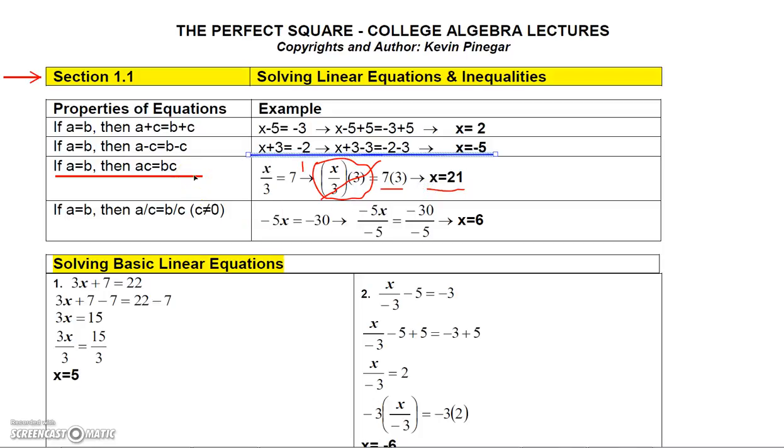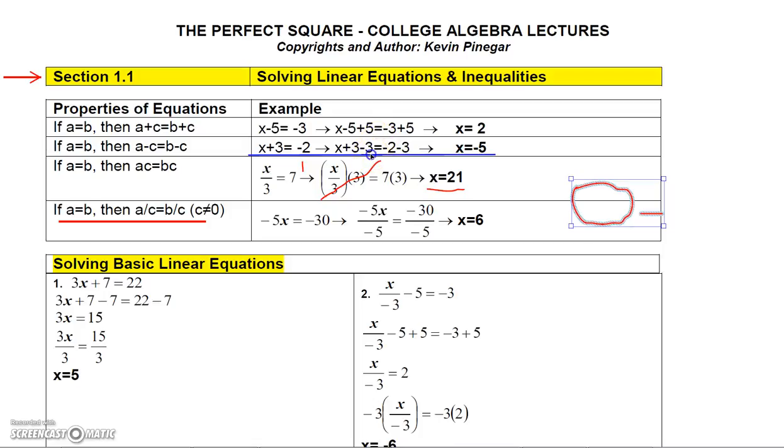And of course if you can multiply both sides of an equation by the same number, then obviously you can divide both sides of an equation by the same number. Again, as long as it's not 0. So if a equals b, then a divided by c is equal to b divided by c. So let's take a look down here.